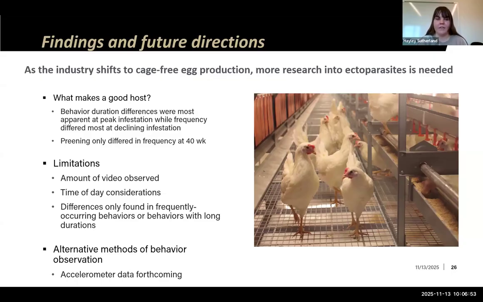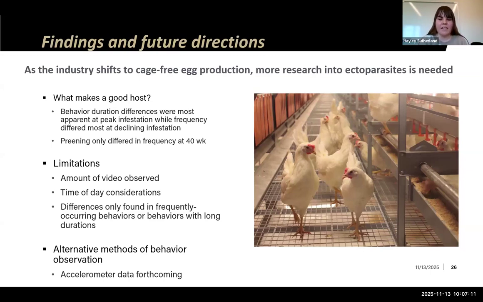And when it came to preening behaviors, this was the only grooming behavior we were able to notice, and it only differed in frequency at 40 weeks. This brings me to the limitations of my study. The amount of video observed, as anybody who watches video knows, is really time consuming. So honestly, we just need a bit more data to be able to look more into this.